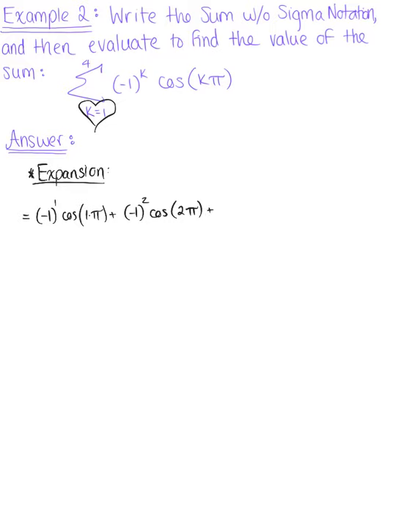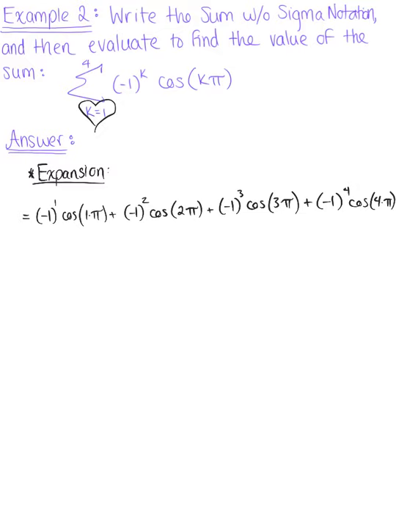plus negative 1 cubed, multiplied by cosine of 3 times pi. And then last but not least, we have plus negative 1 to the fourth, multiplied by cosine of 4 times pi. So here is our expansion. We've simply plugged each term in their index of summation into our general formula, and now we're ready to start simplifying.